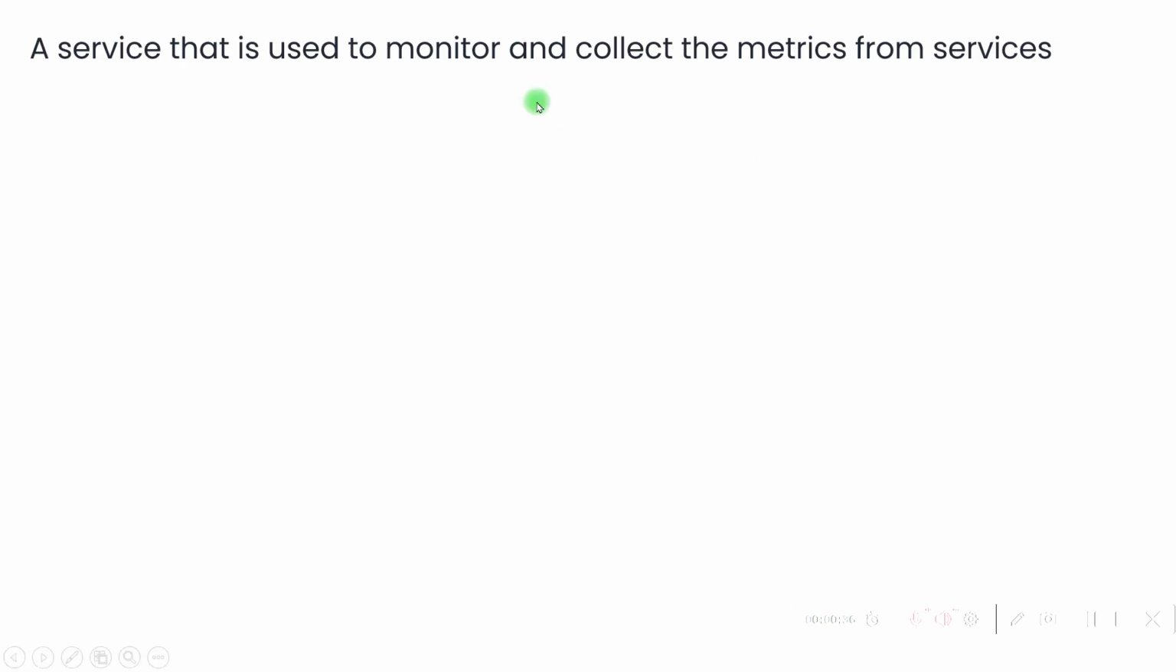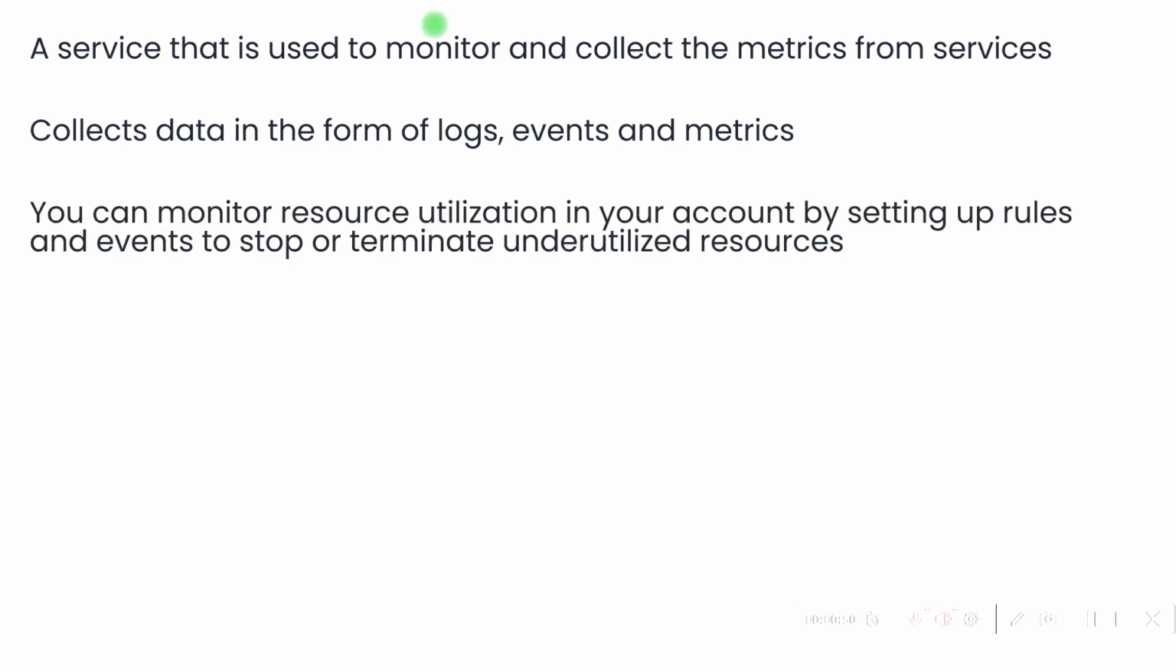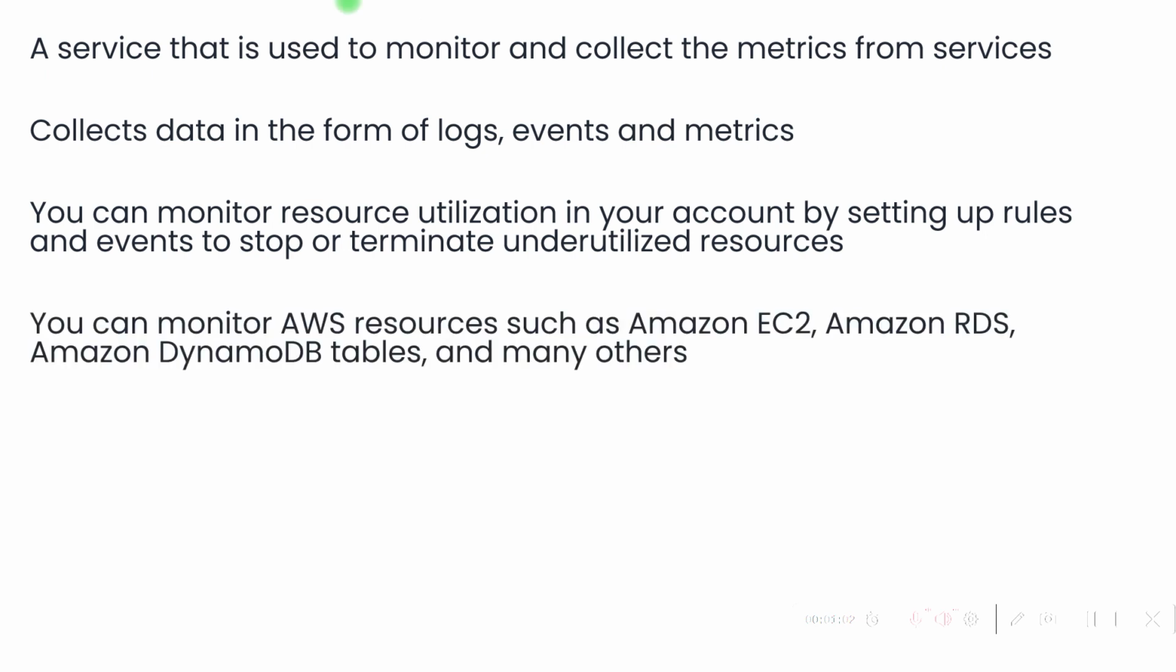So CloudWatch is a service which you can use to monitor and collect the metrics from the various AWS services. You can collect the data in the form of logs, events, or in the form of the metrics. You can stop or terminate underutilized resources by monitoring the resource utilization for various AWS services in your account. With the help of CloudWatch, you can monitor Amazon EC2, Amazon RDS, DynamoDB tables, or many other services.